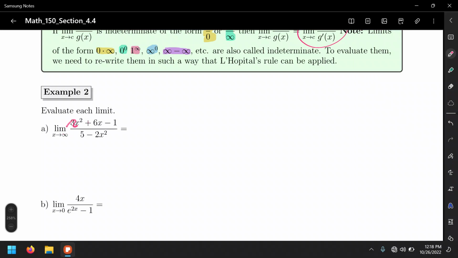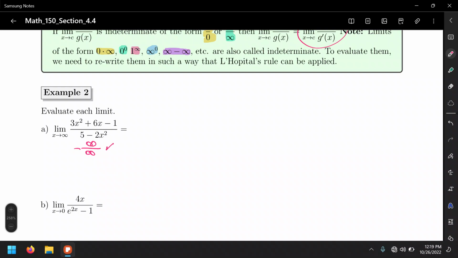Infinity squared times 3, that's infinity. Plus 6 times infinity, that's infinity. Plus, and minus 1, that minus 1 is not going to do any harm to the infinity. So it's still infinity. What about the denominator? Infinity squared times 2 is still infinity. 5 minus infinity gives us negative infinity. And either negative infinity over infinity or positive infinity over infinity is considered an indeterminate form. So we're good to go with L'Hopital's rule.